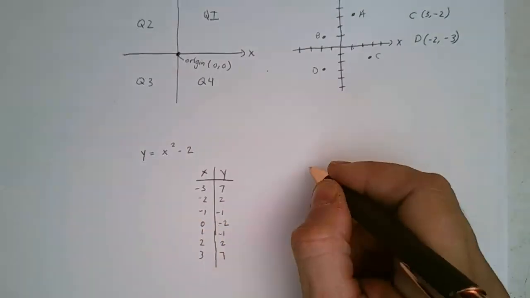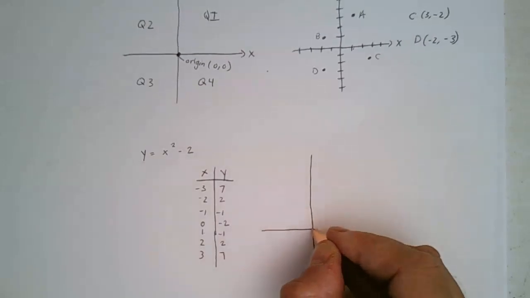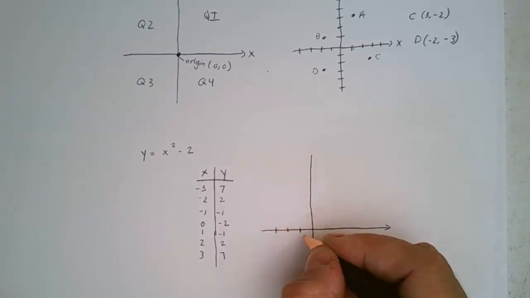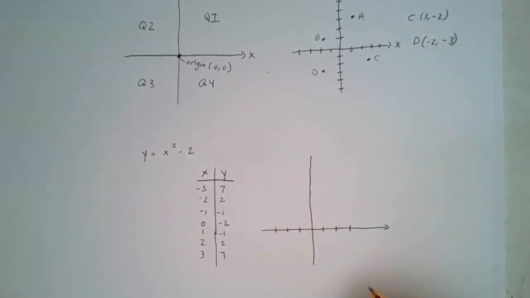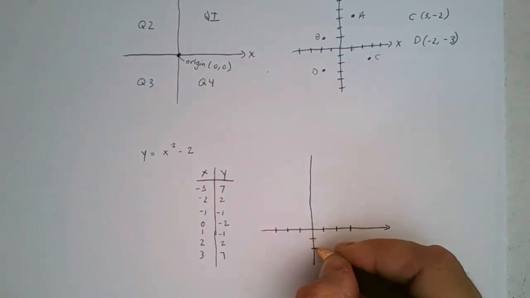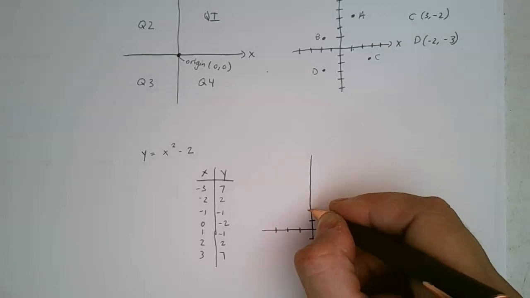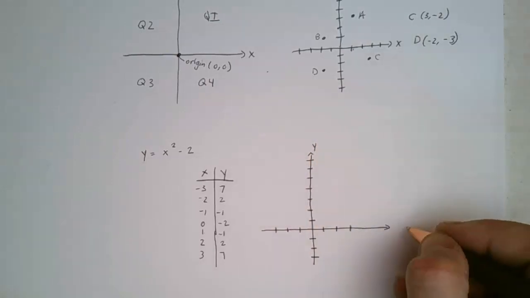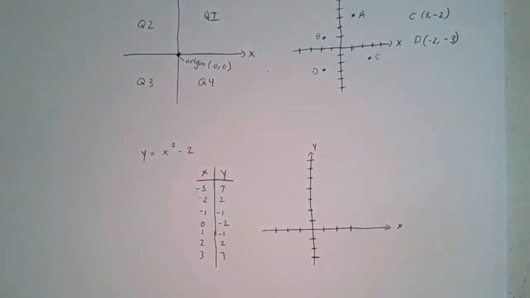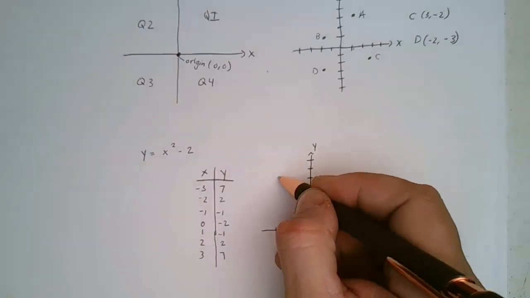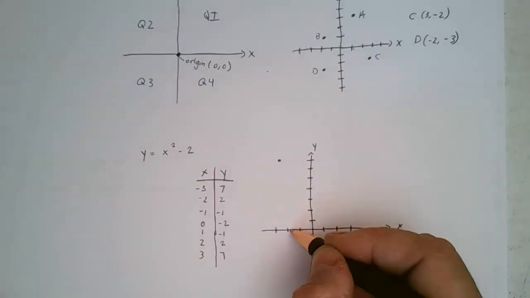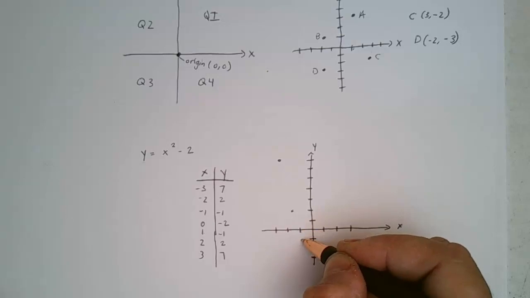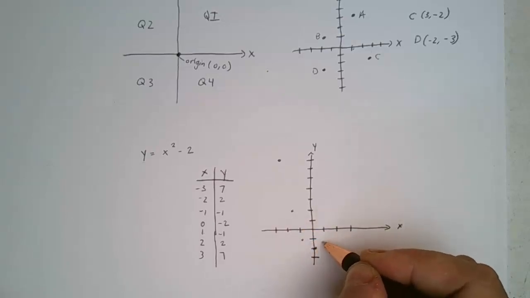We can plot these points on an XY axis. So I can go 1, 2, 3, 1, 2, 3 for X, and I can go 1, 2, 3 for Y, and 1, 2, 3, 4, 5, 6, 7, something like that. So there's y and there's x. And we can plot these points. So negative 3, 7 is going to be somewhere like here. And negative 2, 2 is going to be somewhere like here. And negative 1 is going to be somewhere like here. And then that. And then that.